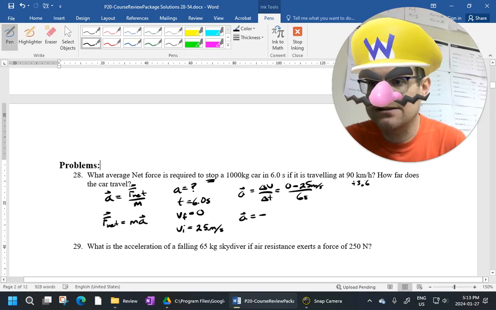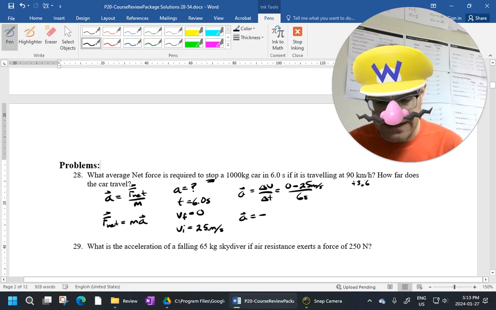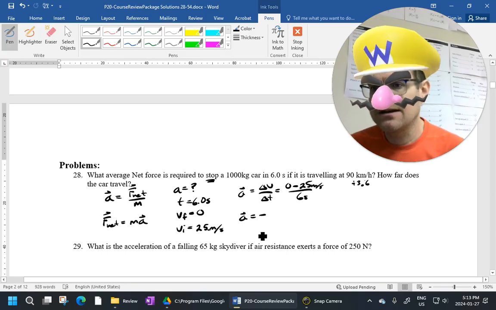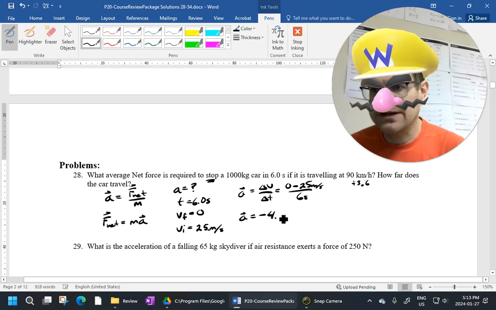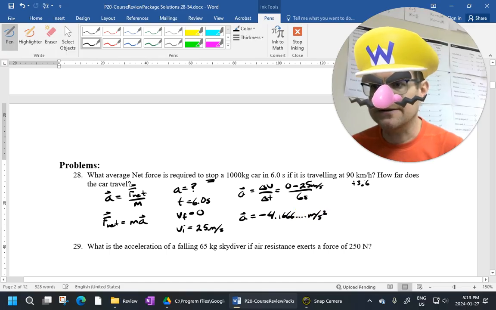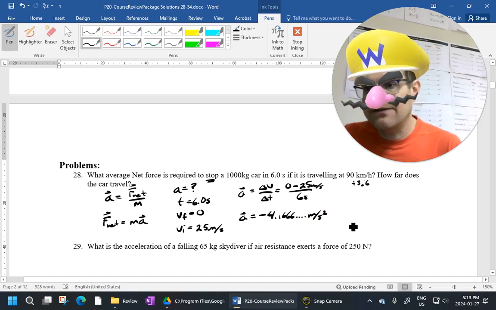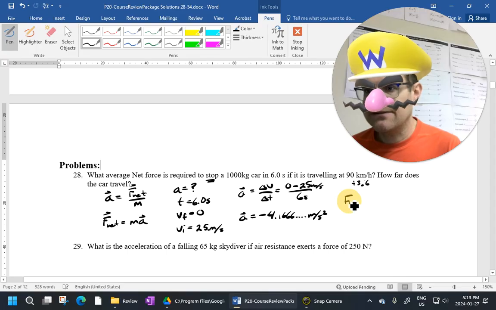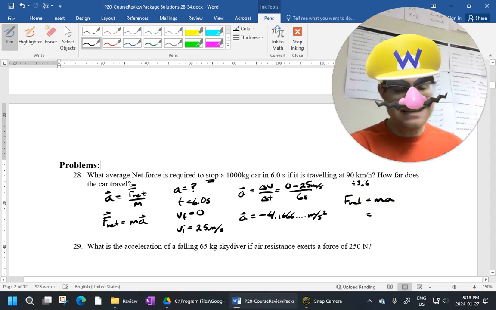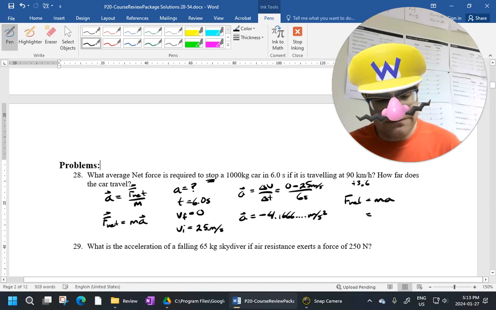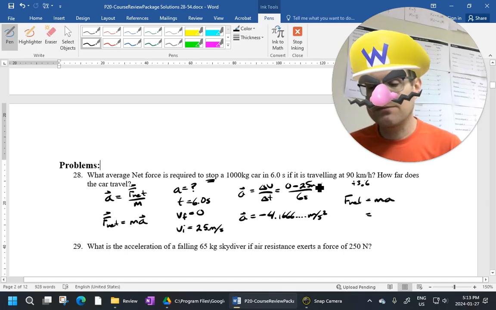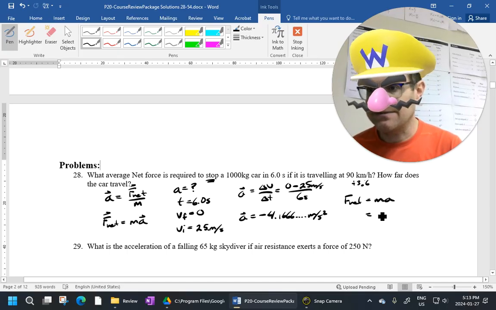It's slowing us down. Well, that's fine. Makes sense. Negative 4.1666 repeating meters per second squared. Okay, so now once we have our acceleration, we can go back into our Fnet formula here. Mass times acceleration, and we're going to get a negative number. And that's also very fine because that means the force is pushing us back. That's why it's stopping us.